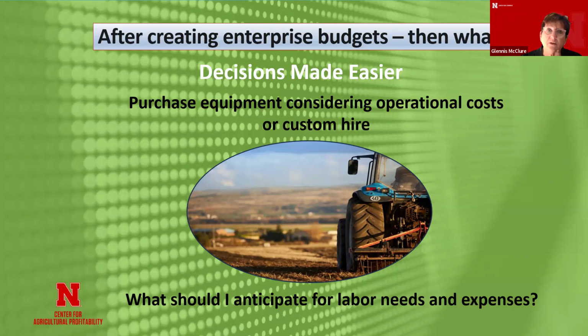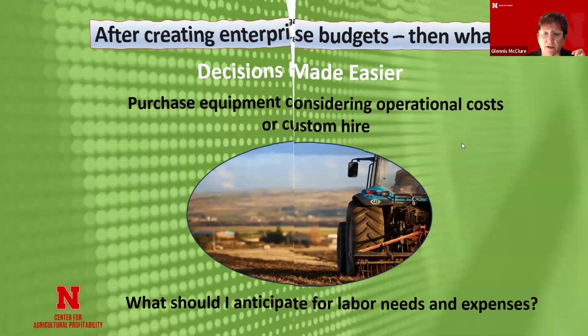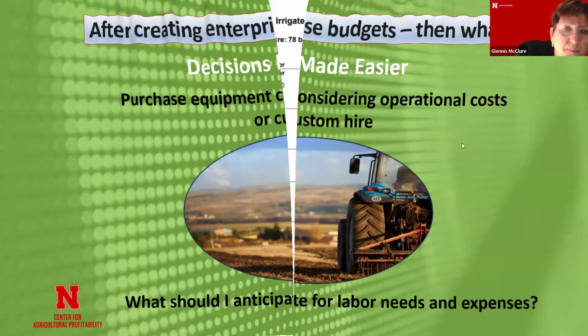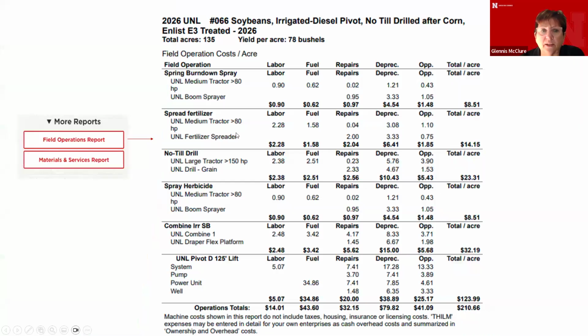We do have that information, but it's really important for you to run your figures on your equipment and understand what those costs are. And so that's built into the ag budget calculator as part of the cost. And then also labor needs and expenses relating to that are part of the program. So I just wanted to show you that. This was off of a soybean budget that I pulled here.